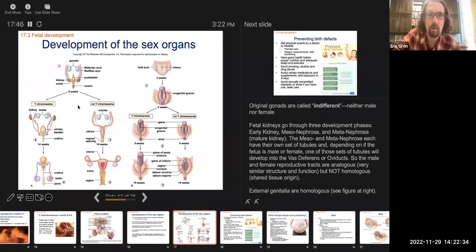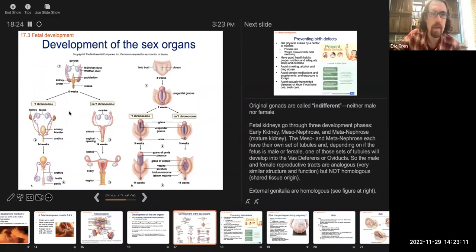And so this picture shows, starting up here at the top left, the early gonads. These are going to become either the ovaries or the testes. Then you actually see not one but two pairs of tubes coming off of those early gonads. One of them is called the Mullerian duct, and the other is the Wolffian duct. I don't need you to memorize those. Just know that one of those is associated with the mesonephros, the middle kidney, and one is associated with the metanephros, the late kidney.